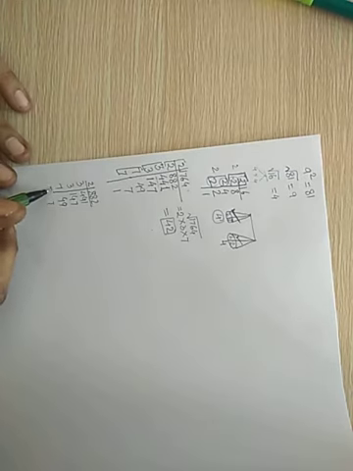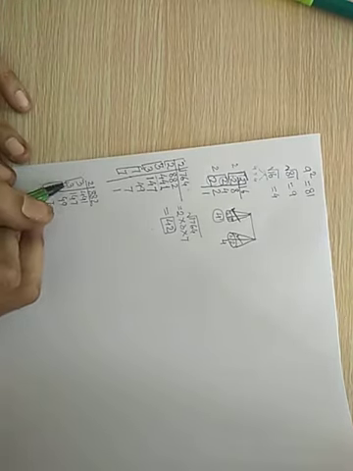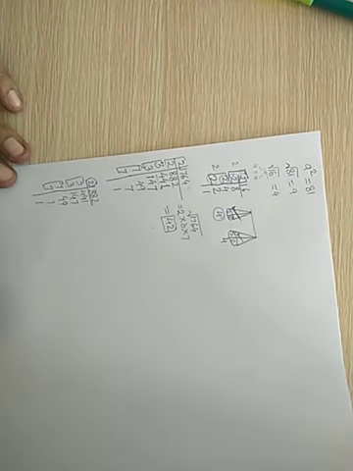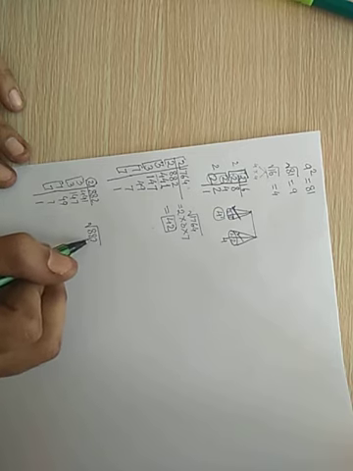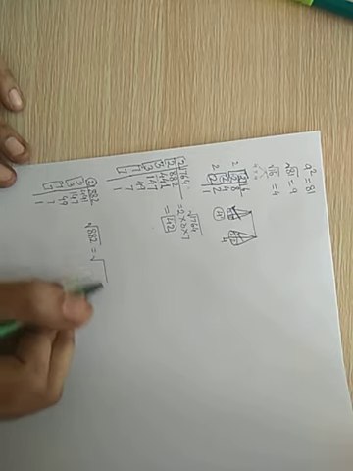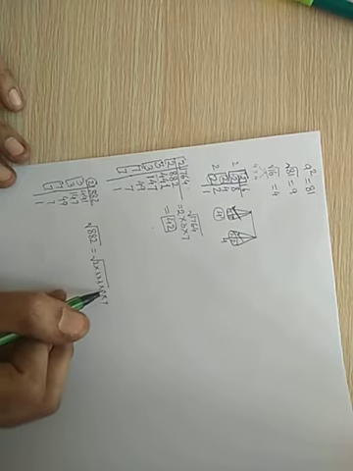7 7s are and 7 1s are. So 7 forms a pair, 3 forms a pair. But what about this 2? This 2 is remaining. So when we try to find the square root of 882, we can write it as 2 into 3 into 3 into 7 into 7.